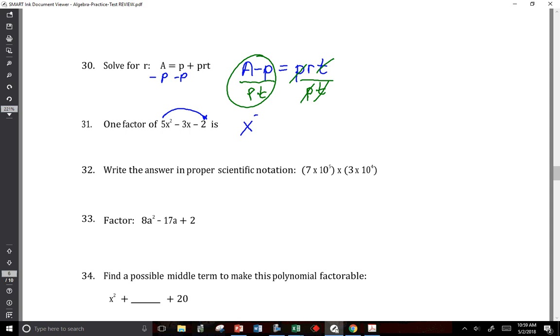So either one of those is a factor. One of your answer choices might be x minus 1. Another answer choice possibly could be 5x plus 2. Those would be the only ones that work. Interesting.